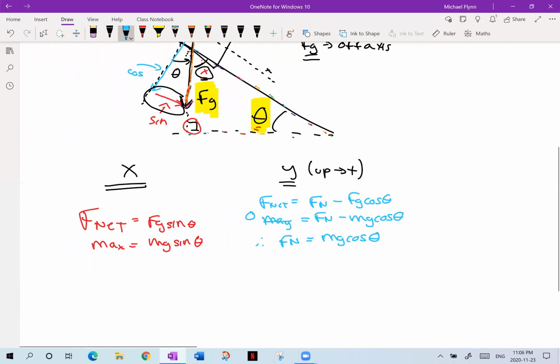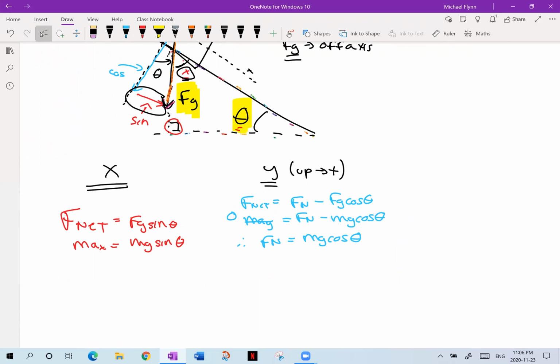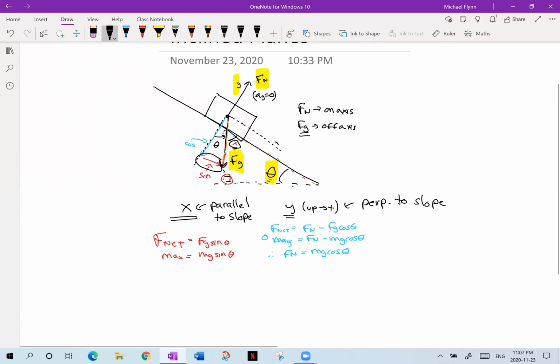Okay, that is how you break down the question into components. The secret to solving inclined plane problems is tilting your x and y axis so that the x-axis is parallel to the slope, and the y-axis is perpendicular to the slope. Then you just break it down into components as usual, and that's how you do inclined plane problems. It's very simple, actually. Keep this in mind.